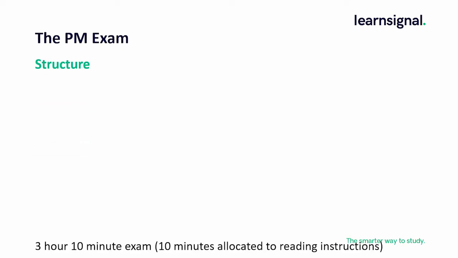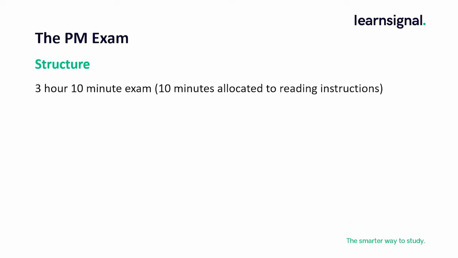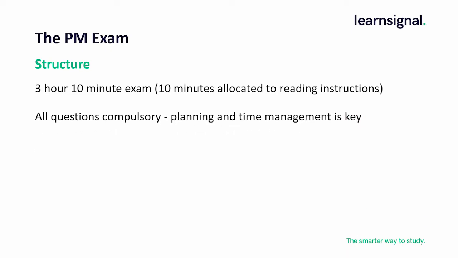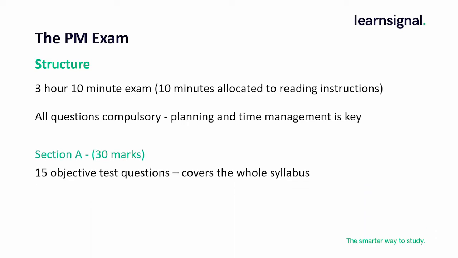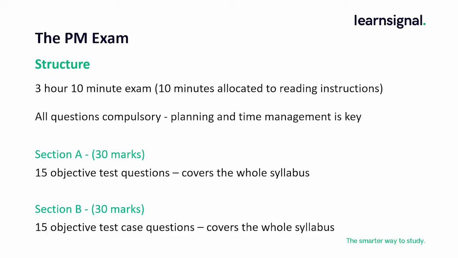It is important to know what you're facing when you're going into your exam. This is a 3-hour 10-minute exam with the first 10 minutes allocated to reading the CBE instructions. All questions are compulsory, so planning and time management are vital throughout the exam. Section A is worth 30 marks and has 15 objective test questions. Section B is also worth 30 marks and has 15 objective test case questions. You'll be provided with 3 cases and 5 questions will be asked on each. Both Section A and Section B can come from anywhere in the syllabus.